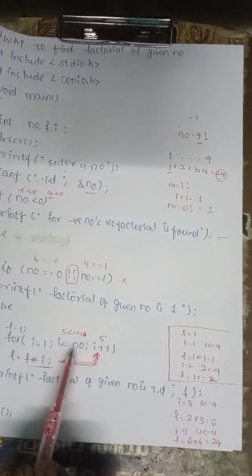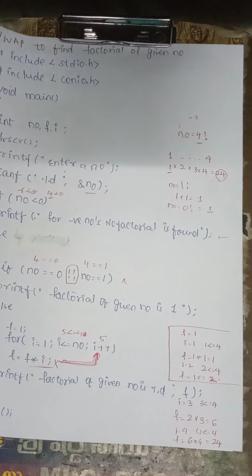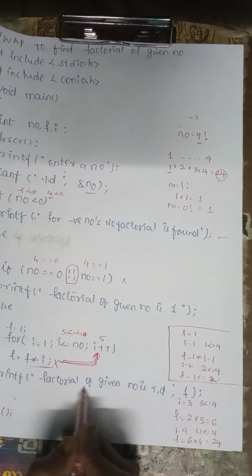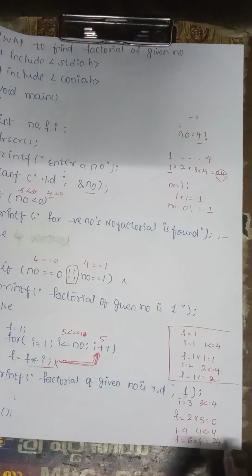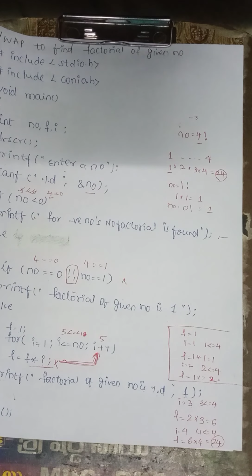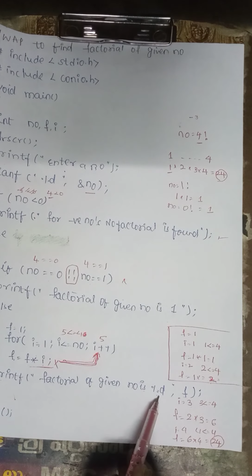The condition is false, so control will not enter this statement. Directly it prints printf factorial of the given number is %d, comma f. At last what do we have in f? At last we have 24. Printf factorial of the number is 24, we will get.